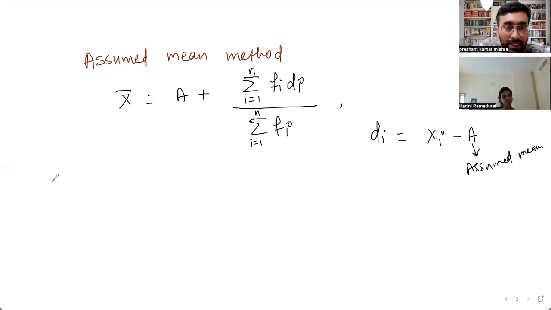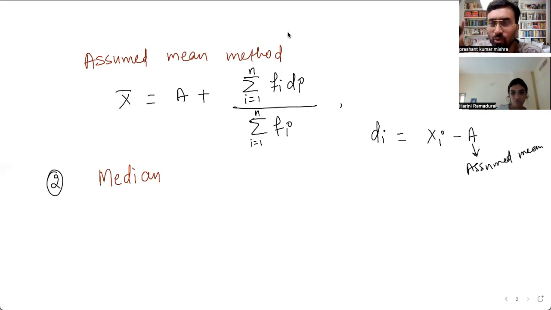Next comes the median. We're not doing step deviation. Step deviation is not required. They don't give questions like that. Basically, those are used for higher data, and in competitions they generally don't give you higher data. They just want to check the concept. In school they give calculations also, but in JEE they only give you concept-based questions.